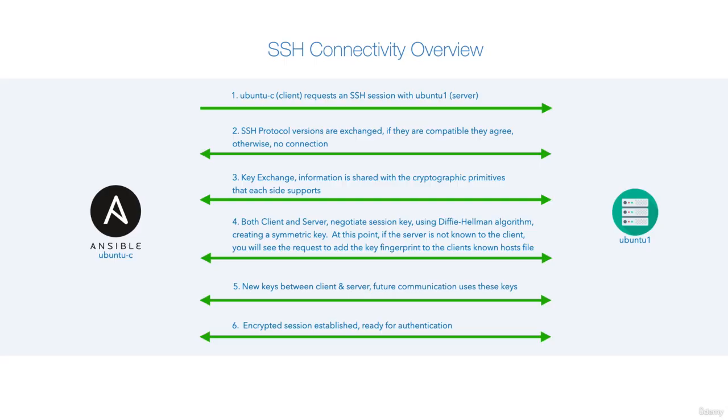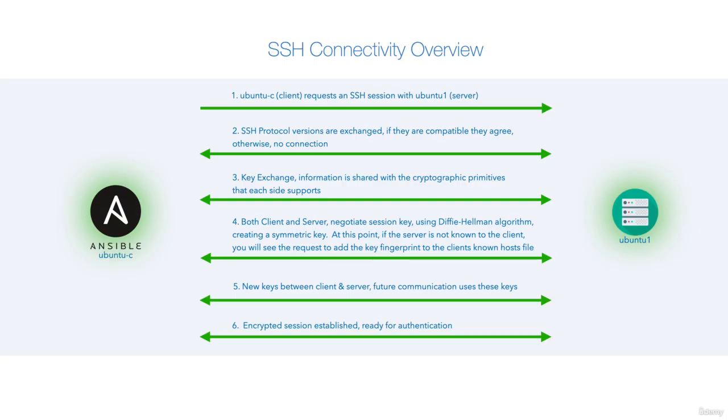Watch the Ansible Ubuntu icons carefully. On this video, I've given both the client ubuntu-c and the server ubuntu1 a glow to indicate that connectivity is established. As we go through this video, when the icons glow in the same way, the server and client have completed the steps we've outlined and have established a secure connection. Note, at this point, they have not authenticated. They've just established a secure channel.